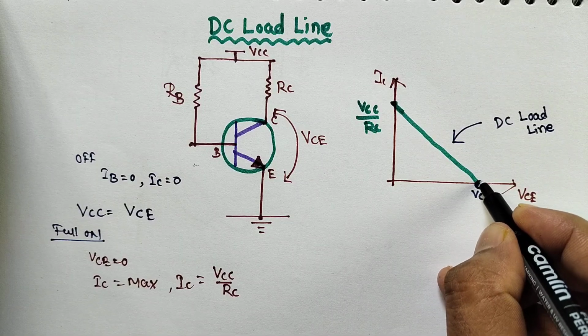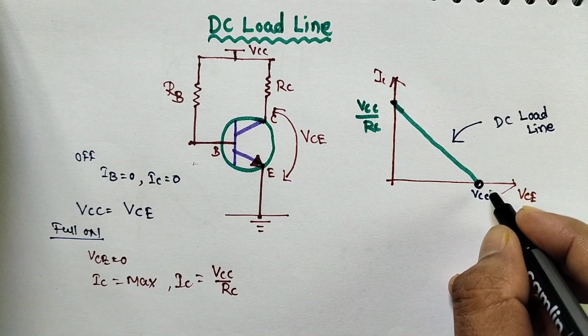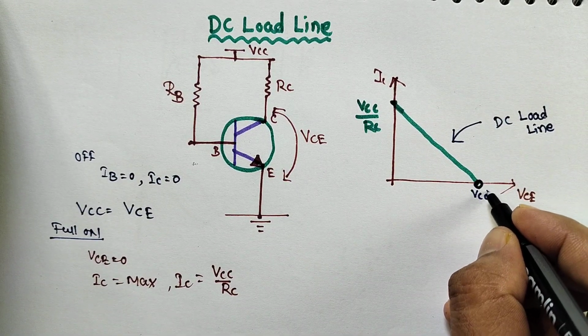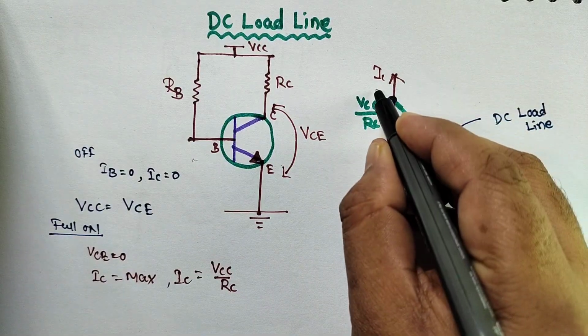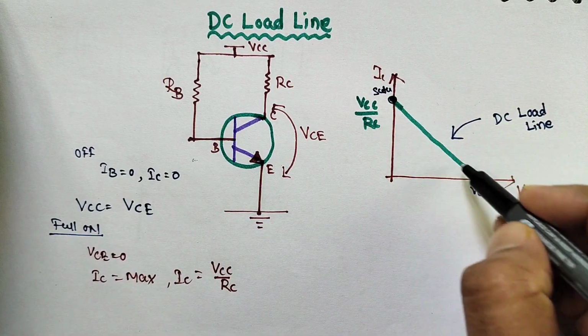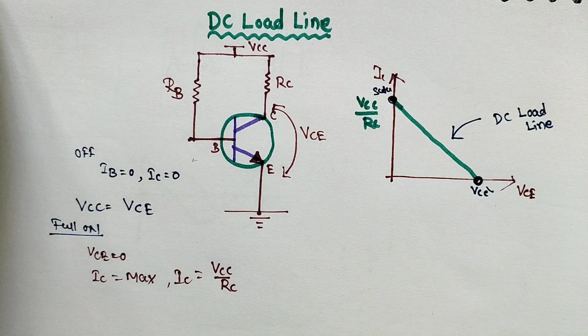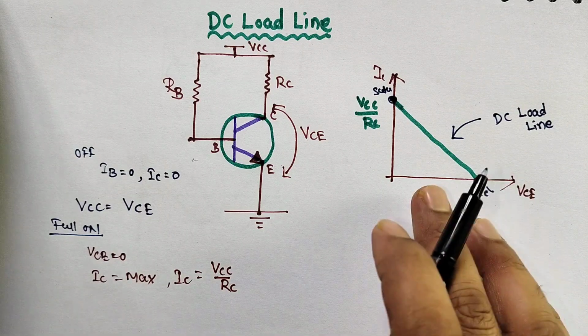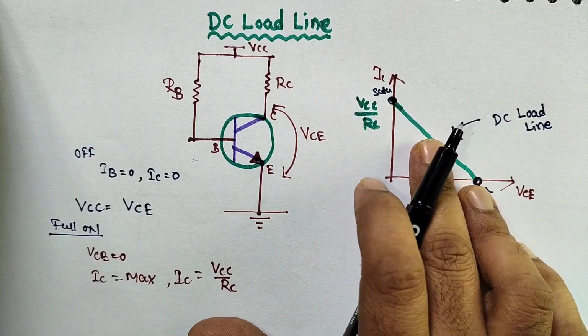Here is the cutoff region, here the saturation region, and this is the active region. Now we know what the DC load line is. Next we are going to know what the Q point is and how it lies on this line.